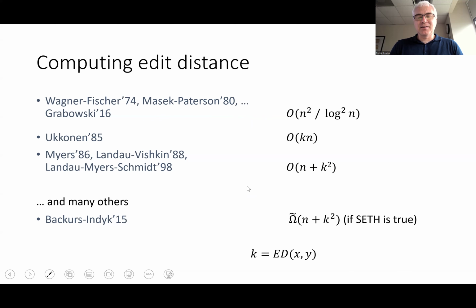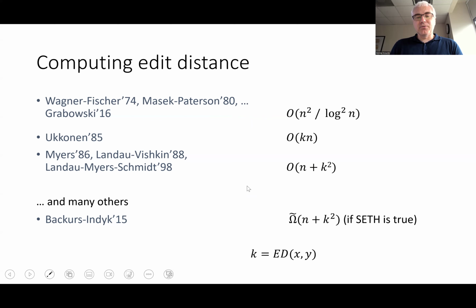So if k is my edit distance, then you can get an algorithm which runs in time k times n. That was by Ukkonen. Or you can get an algorithm which runs in time n plus k squared. That was done by Myers and Landau-Vishkin.